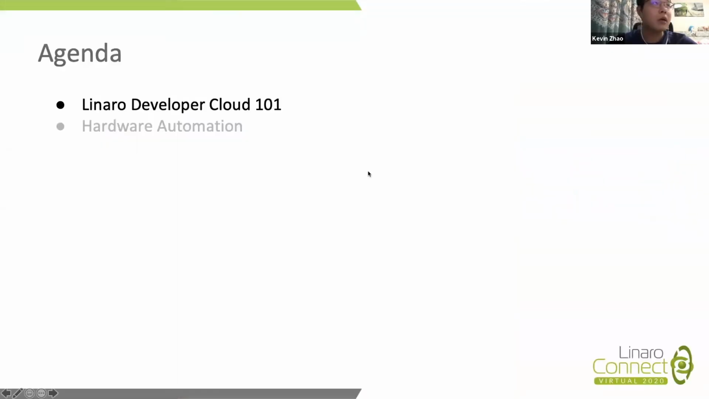Our session is about two parts. First is about the Linaro Developer Cloud. It is a general introduction to our infrastructure as a service and also the platform as a service. After that, we will have a detailed talk about the hardware automation technology in the Linaro Developer Cloud.